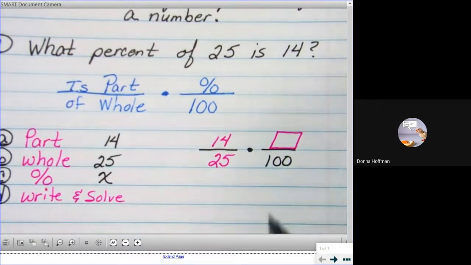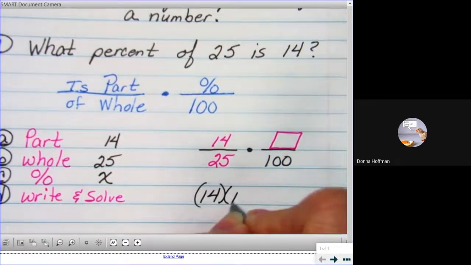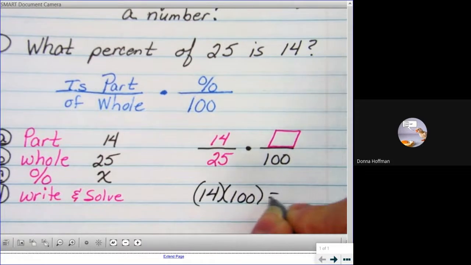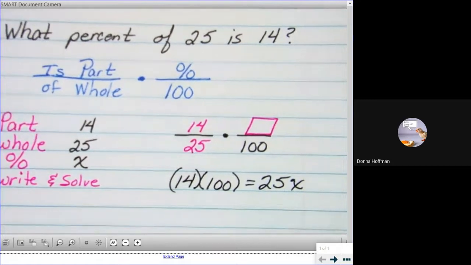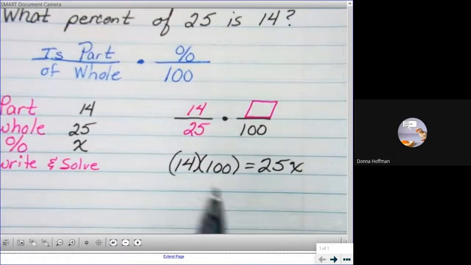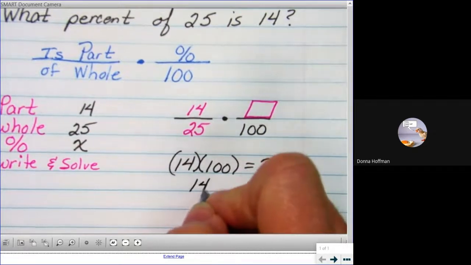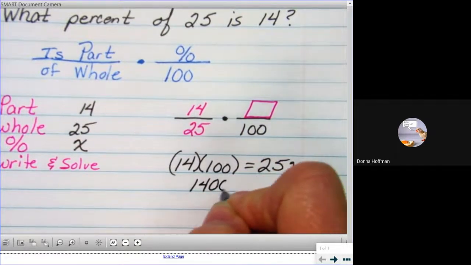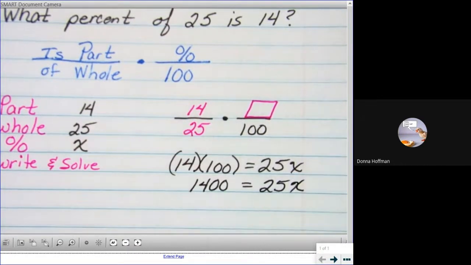Okay. You got it. So this makes it super duper easy. What's 1 times 14? 14. And then bring down your 2 zeros, right? And you're still going to divide both sides by 25.